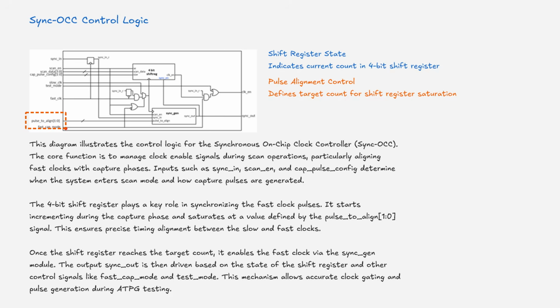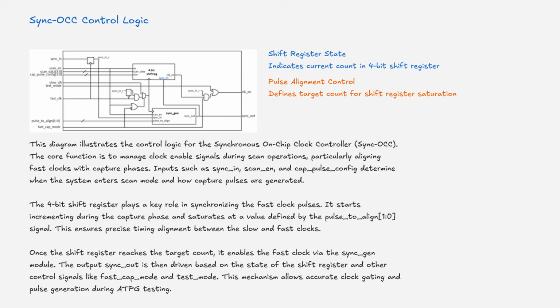It starts incrementing during the capture phase and saturates at a value defined by the pulse-to-align 1 to 0 signal. This ensures precise timing alignment between the slow and fast clocks. Once the shift register reaches the target count, it enables the fast clock via the SyncGen module. The output sync out is then driven based on the state of the shift register and other control signals like fast cap mode and test mode. This mechanism allows accurate clock gating and pulse generation during TPG testing.